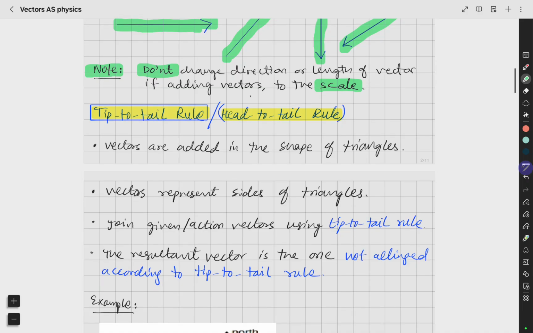What is the tip to tail rule or head to tail rule? This is very famous. You must be aware of it from your IGCSE knowledge.